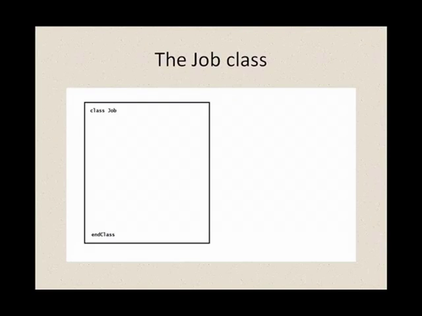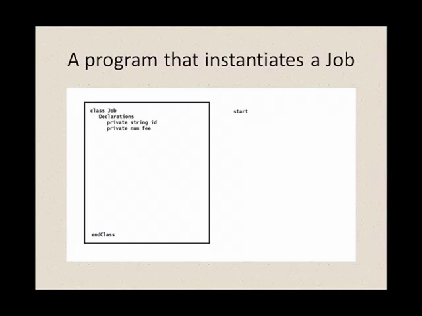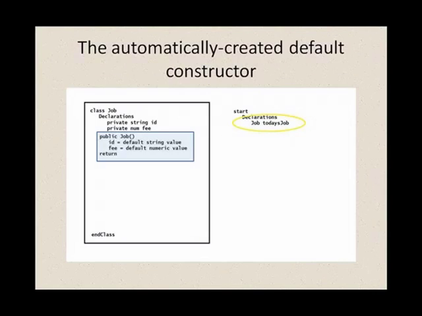For example, assume you're going to create a class named Job to hold data for jobs that you schedule for your workers. You might decide to include data fields for an ID for the job that's a string and a fee for the job that's numeric. If you start to write a program and declare a job called Today's Job, an automatically supplied constructor will execute for you. I mean a constructor that you didn't write.